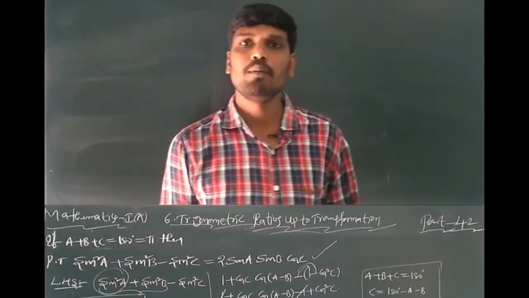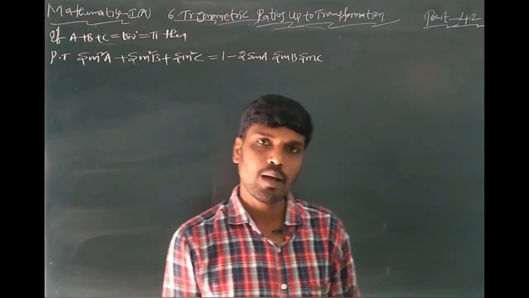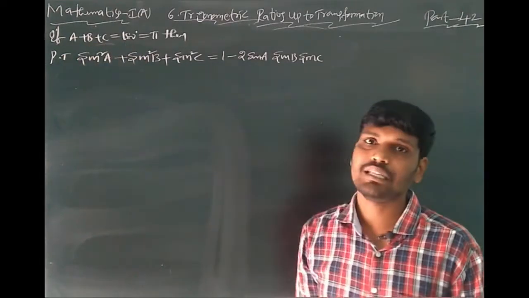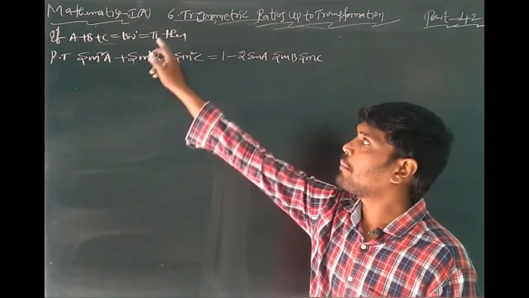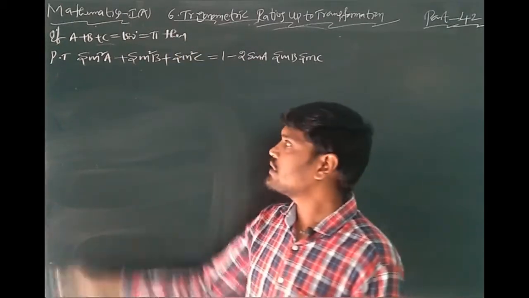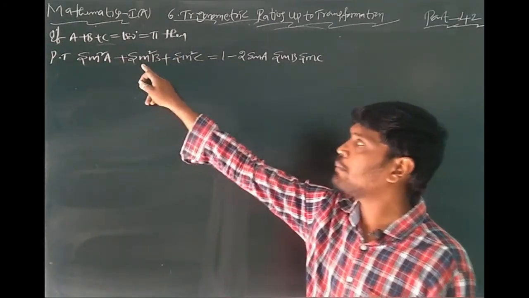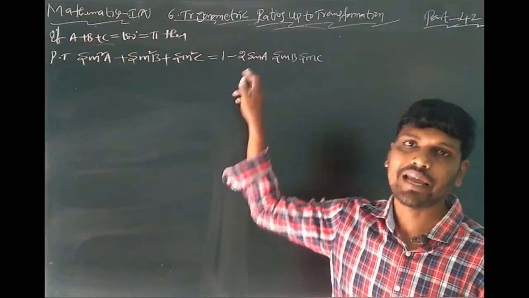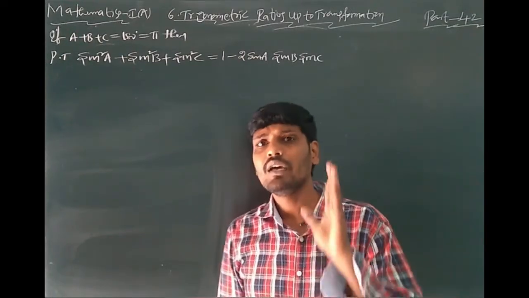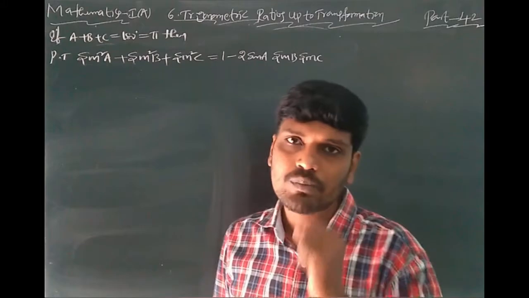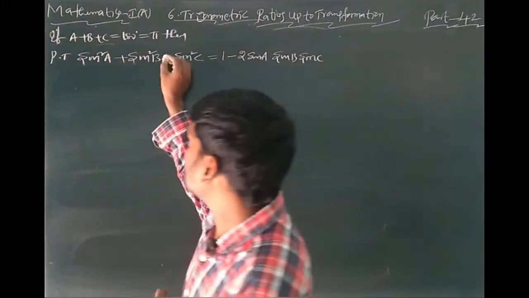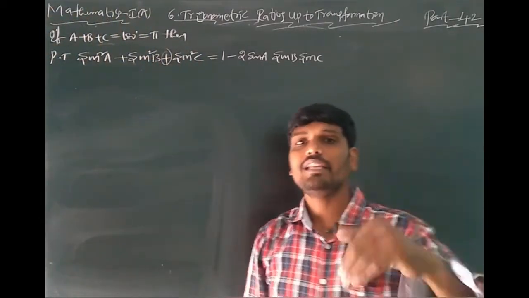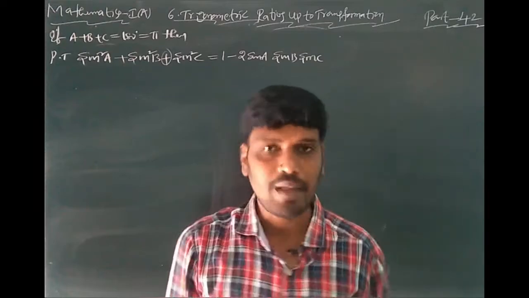Today's assignment problem or homework problem, the previous problem model is, what is that problem? If A plus B plus C is equal to 180 degrees or pi radians, then prove that sin square A plus sin square B plus sin square C is equal to 1 minus 2 into sin A into sin B into sin C. What is the difference between the previous problem and this problem? Just a small difference. In the previous problem, sin square A plus sin square B minus sin square C is there. In this problem, in place of minus, you write plus.